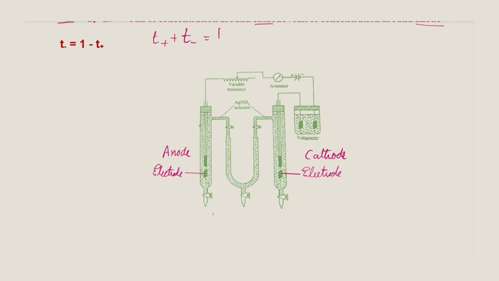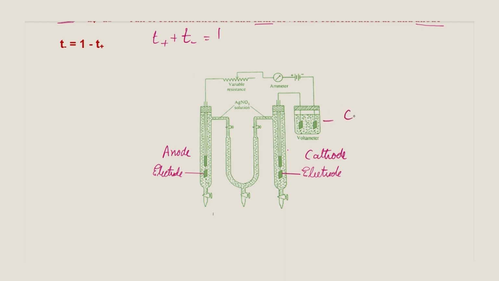So, you have two tubes, one containing the anode and the other containing the cathode, and these two compartments are known as the anodic compartment and the cathodic compartment. So as to prevent the mixing of electrolytes in both the compartments, we have a U-shaped tube with two stopcocks at the top and one stopcock at the bottom. The connections are made, and this is connected in series to a voltmeter.